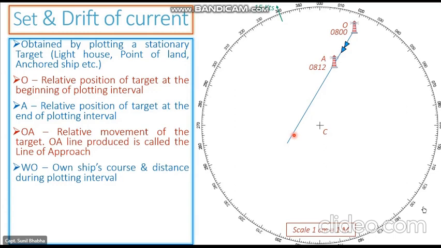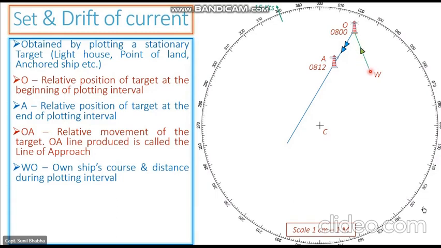Now in the next step, we mark our ship's course and distance. So from point O in the reverse direction, we mark out this vector. You can see the green color vector. The length of this vector is equal to the distance covered by our ship in the plotting interval. The free end is named as W, Whiskey. And you can now see Whiskey to Oscar represents the course and distance of the ship within the plotting interval.